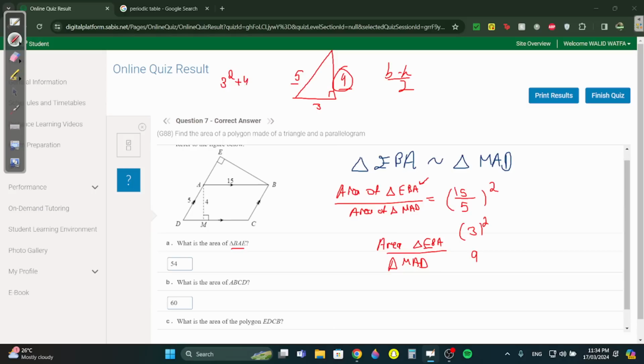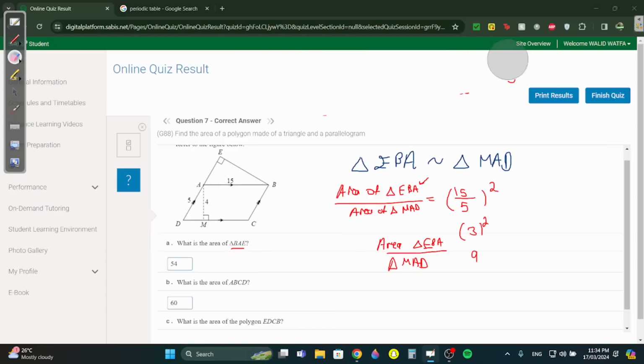3 squared plus 4 squared equals 5 squared. This is the Pythagorean theorem. Okay, you're going to get that this side is 3, and the area is 3 times the height 4 over 2, which is 6.